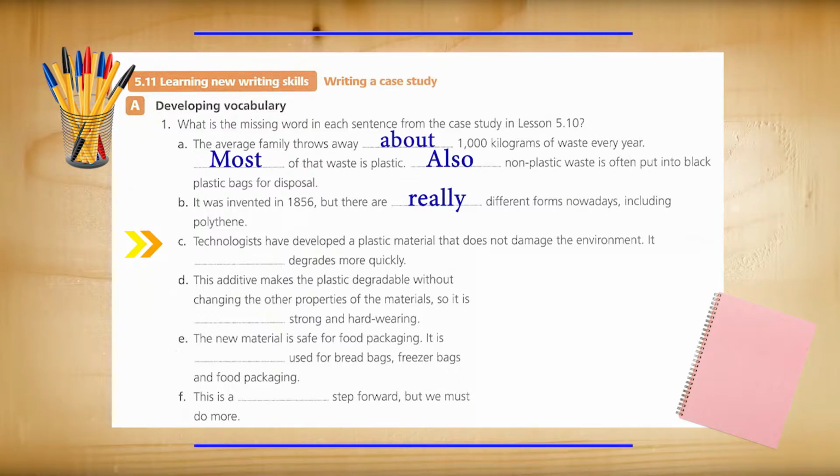C. Technologists have developed a plastic material that doesn't damage the environment. It actually degrades more quickly. D. This additive makes the plastic degradable without changing the other properties of the materials, so it is really strong and hard wearing. E. The new material is safe for food packaging. It is frequently used for bread bags, freezer bags, and food packaging. F. This is a mere step forward, but we must do more.